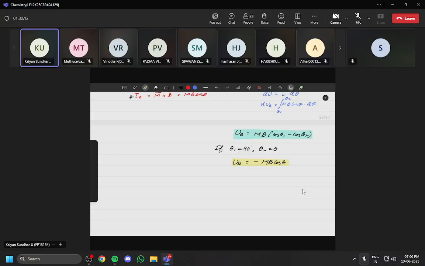So minus MB cos theta. The same comes for potential energy due to electric field, minus PE cos theta. So whenever cos theta comes, it is based on the energy being stored here. Cos theta is for the dot product. So P dot E, here it is M dot B.